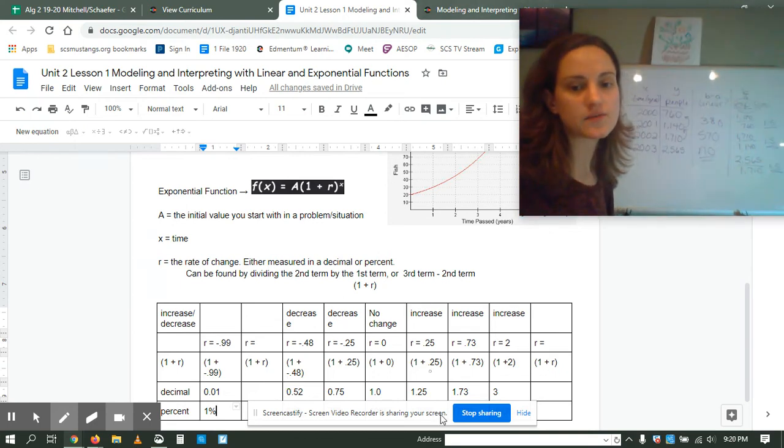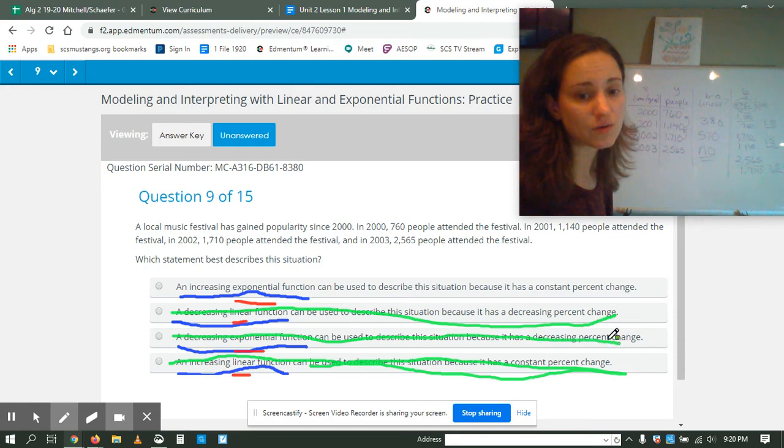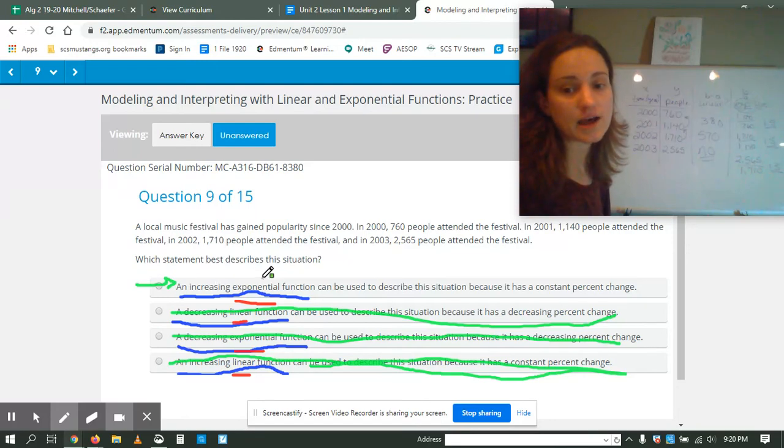So because we've got numbers that are bigger than 1, that means it's going to be an increasing exponential function. So that makes it be this one right here. And so just those two words help decide what it was going to be without us having to worry about what was in the rest of it.